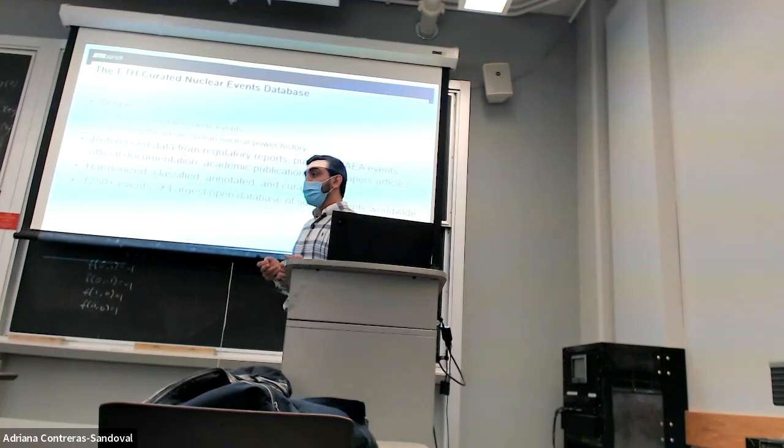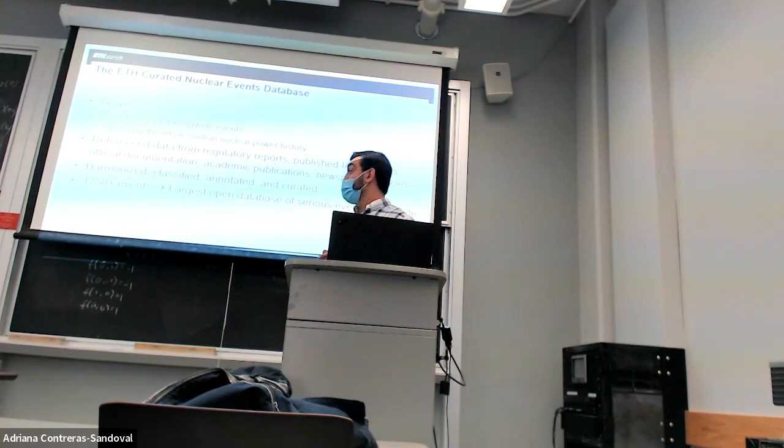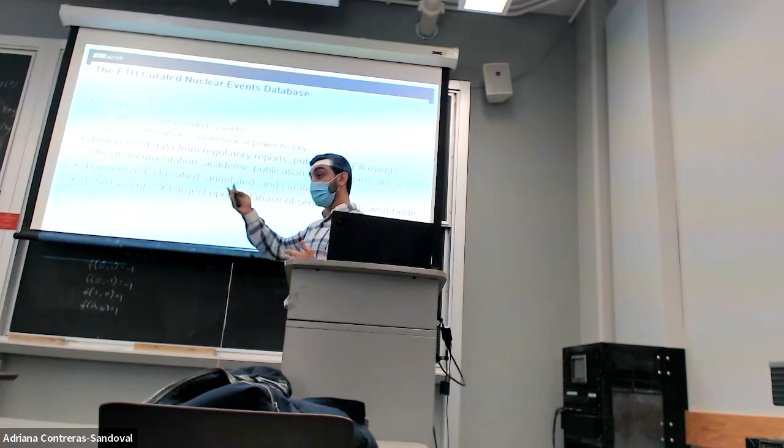Then with our team, we tried to harmonize this information, translating in some situations, classify the events into plenty of features and annotations, and create some risk metrics, leading to around 1,200 plus events that are either incidents, precursors, or even accidents.